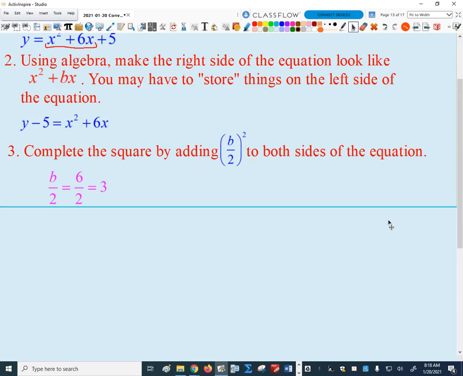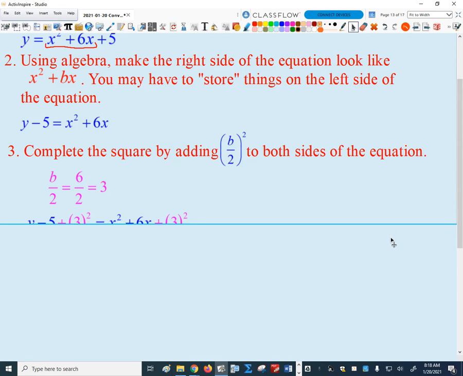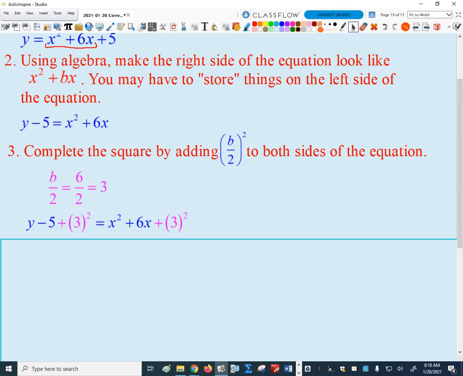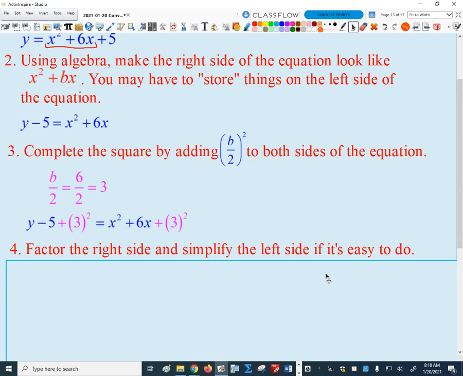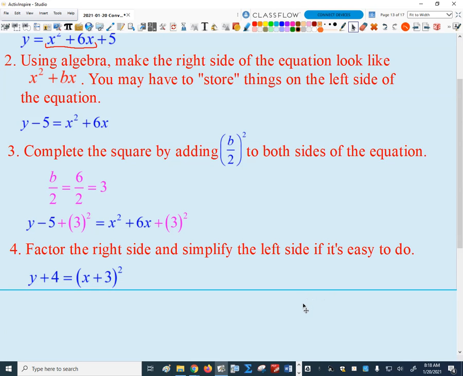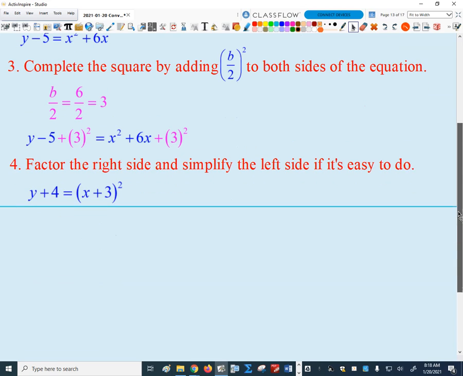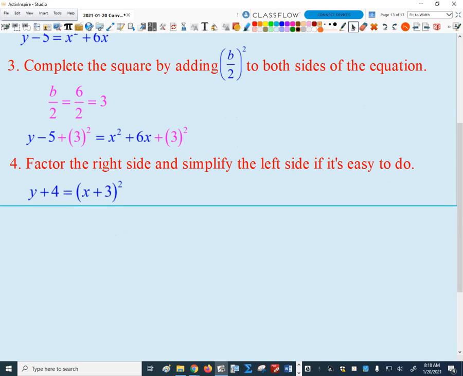So half of b is 3. Half of b squared is 9, right? So we're going to add half of b squared to both sides, which is 9. If we factor the right side, look what we get. Well, we already know what we're going to get. We're going to get x plus half of b quantity squared.